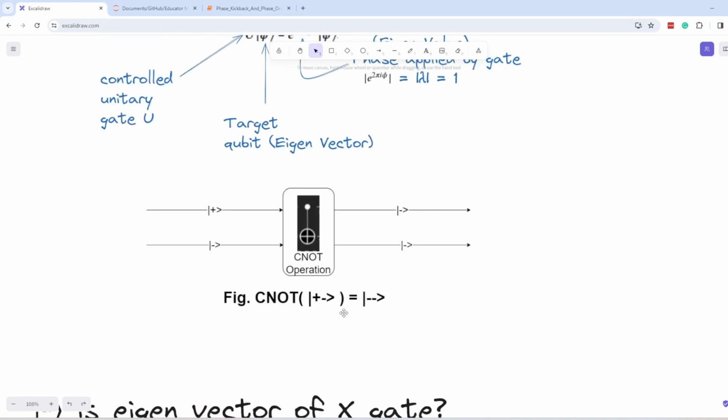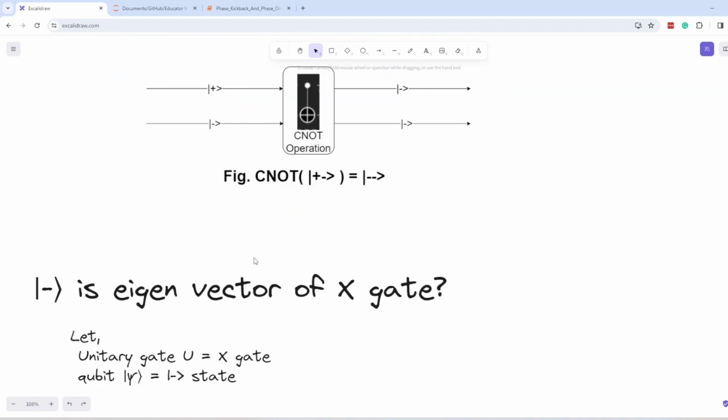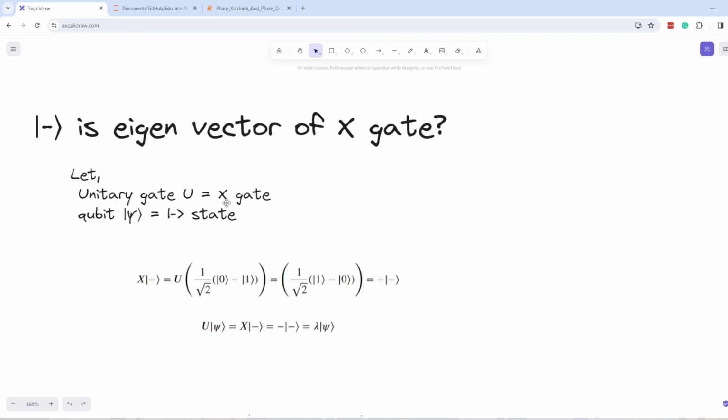Now let's see whether, if we apply the NOT gate to this minus state, it holds this equation true or not. So let's say the unitary gate is the X gate and the qubit psi is the minus state. So when we apply X to the minus state, here it's U, but yeah, it's X actually. We can expand minus as 1 upon root 2 times (0 minus 1). When X goes inside, it will convert 0 to 1 and 1 to 0, which, by taking the minus outside, we can write as minus of the minus state.